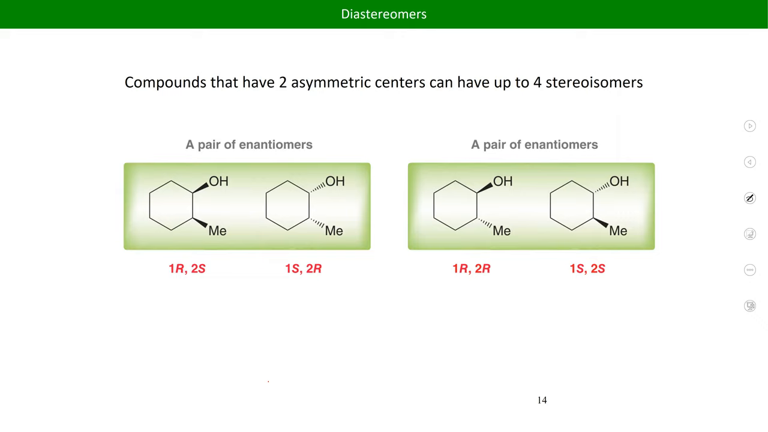These are enantiomers because it's a mirror image of the opposite. So if you flip both of them, one R, two S goes to one S, two R. You flipped both of them to the opposite enantiomer. These two are a mirror image of each other. And same with these. If they're both R to start and they're both S at the end, you flipped both of the asymmetric centers, right? These two are not enantiomers because you only flipped one of the two stereo centers. You flipped carbon one from being S to being R, but you didn't touch carbon two.